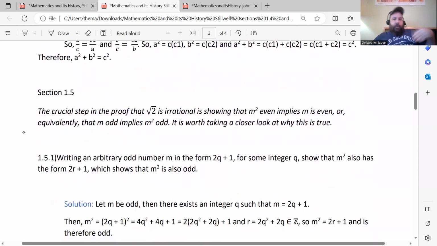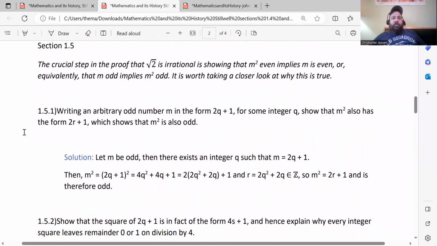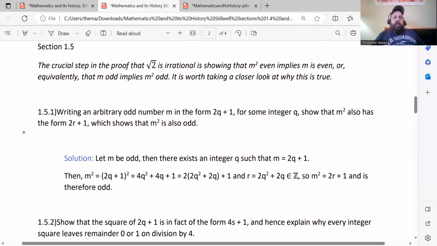Going to section 1.5, which is the one we just went over. The crucial step in the proof that square root 2 is irrational is showing that m squared even implies m even, or equivalently that m odd implies m squared odd. It is worth taking a closer look at why this is true. So here's the first question in section 1.5.